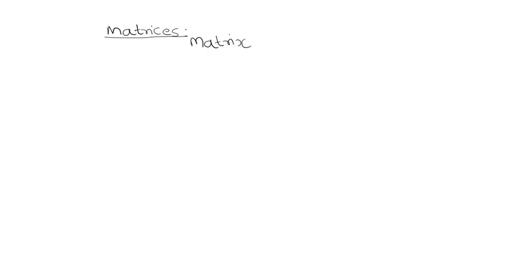Now let us see the meaning of matrices. Here, matrices is a plural word. Matrix is the singular word. It is the singular one. Matrices will be plural. Now we will see the meaning of matrix. Matrix is nothing but the arrangement of numbers in the form of rows or columns.